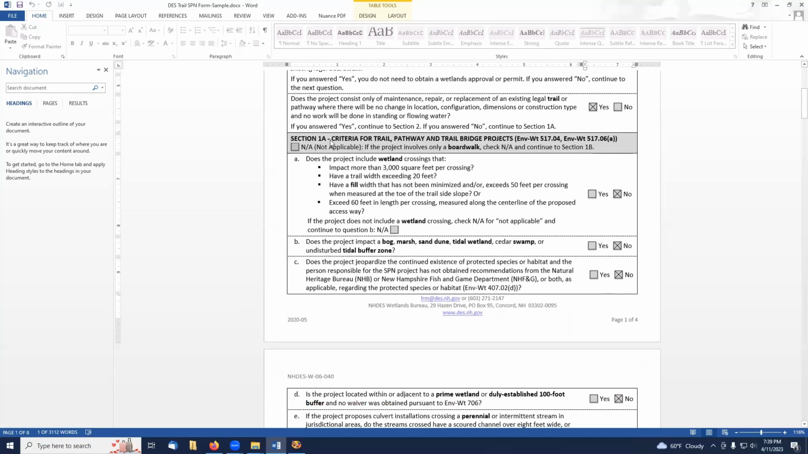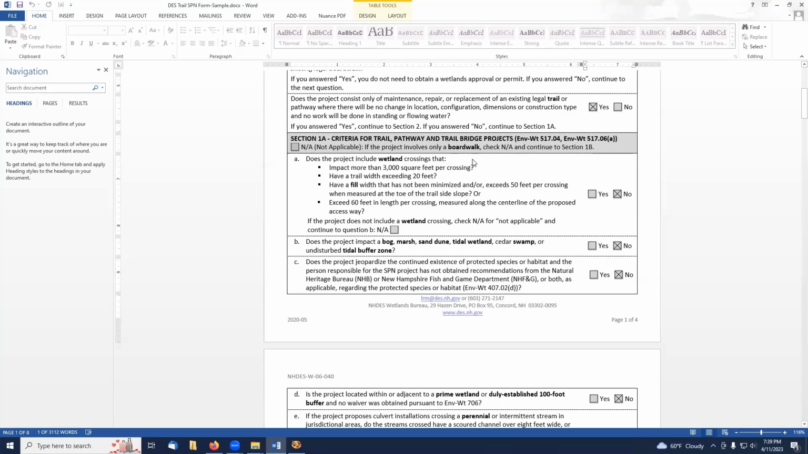Section 1A. If this project involves only a boardwalk, check NA and continue to section 1B. So since we're not building a boardwalk, we can't click this thing, not applicable. Just leave it blank. Okay, so now we're on 1AA.